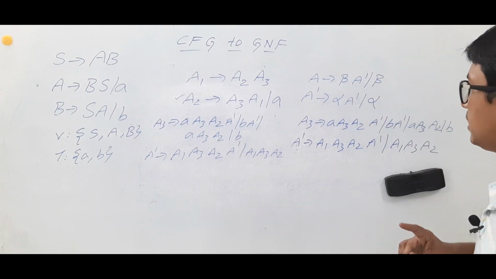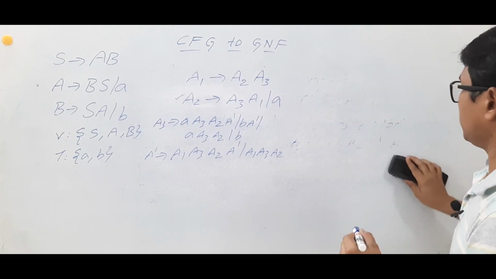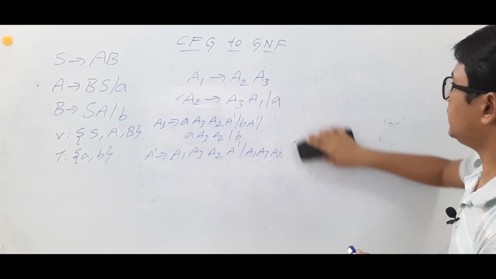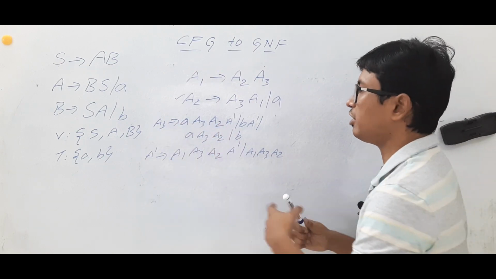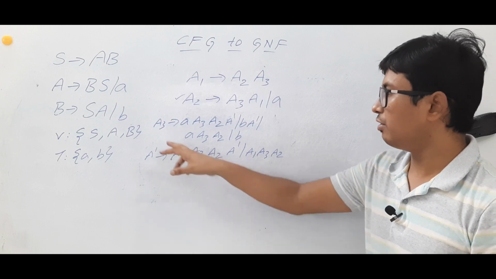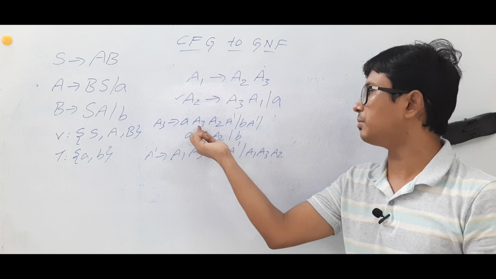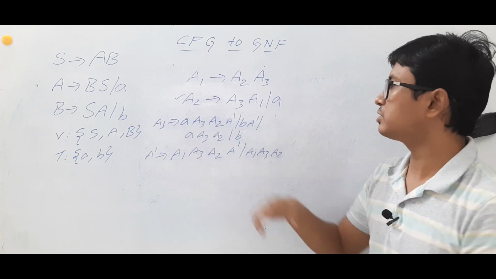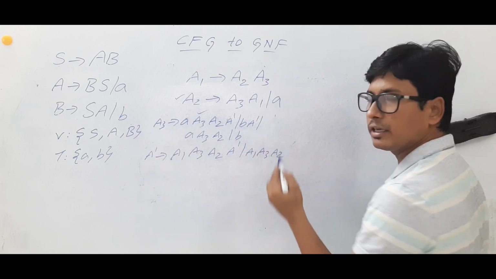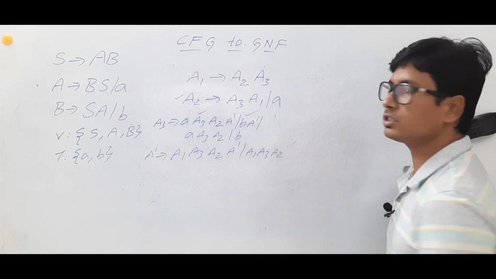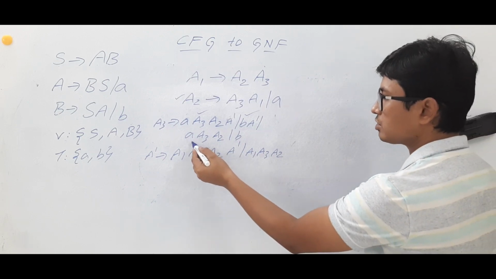Let me erase this part so that we can use this space to solve the remaining question. Now, this production A3, is it in the GNF or not? A3 is a variable. Variable determines a terminal. After the terminal, any number of variables can come. A3, A2, A dash are the variables. So this is in the GNF form. Now B is a terminal and then A dash. So this is also in the form of a terminal, and after that any number of variables can come. And this is also in the form.